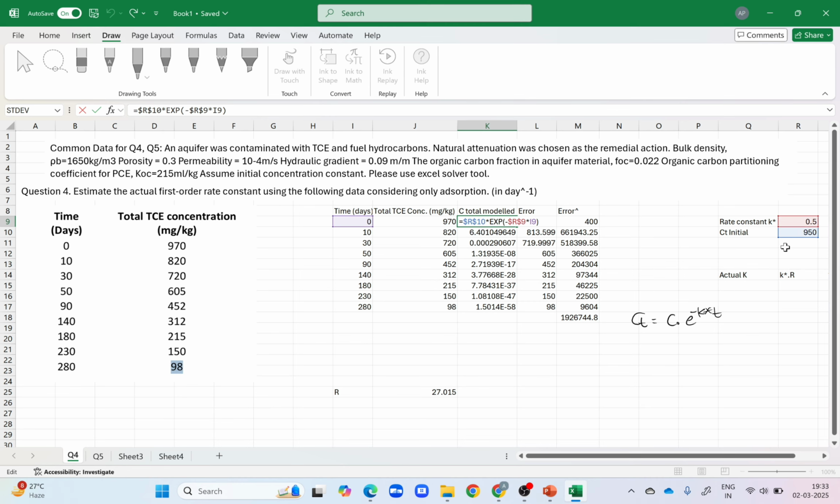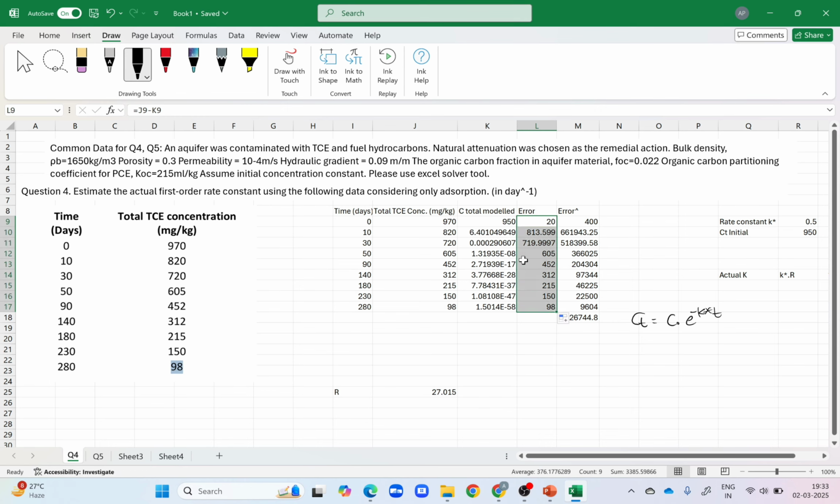So we will put this C naught and K star in dollar signs because this will be the same for all the conditions, and then we will find for all the time intervals which are given. So this is the value which we are given. Then we will find out the error. Error is the difference of the true value and the model value which we are getting, and then we will find out the square of the error.